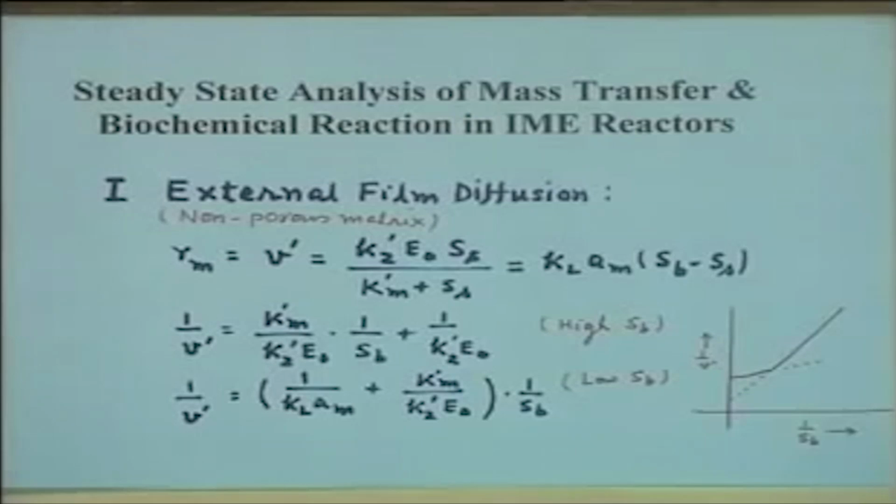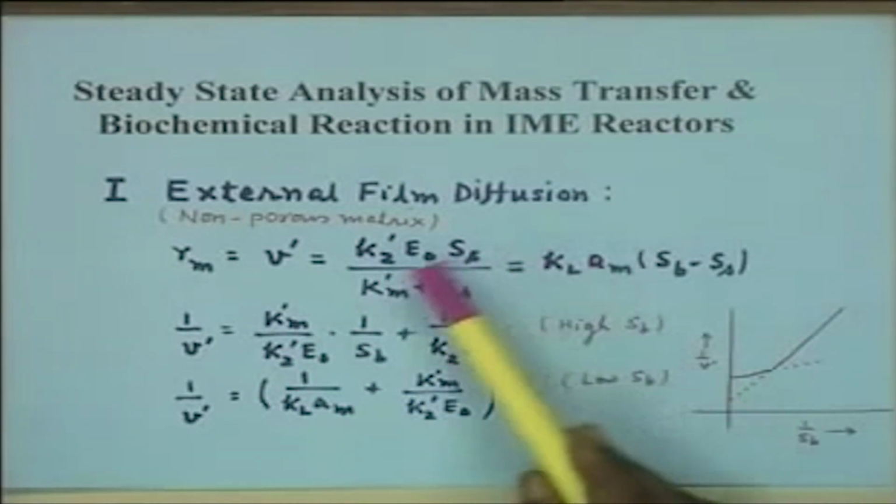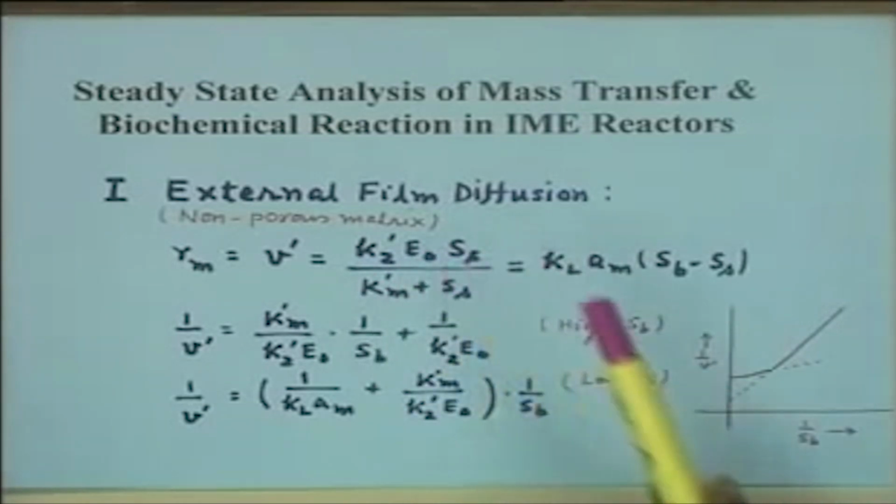So, we have been discussing so far the steady state analysis of mass transfer and biochemical reaction in immobilized enzyme reactors, and as we discussed yesterday about the external film diffusion, that is in cases where we consider non-porous matrices under steady state condition, the rate of mass transfer can be equated to that of the rate of biochemical reaction, and then by a step by step analysis one can come under two extreme conditions.